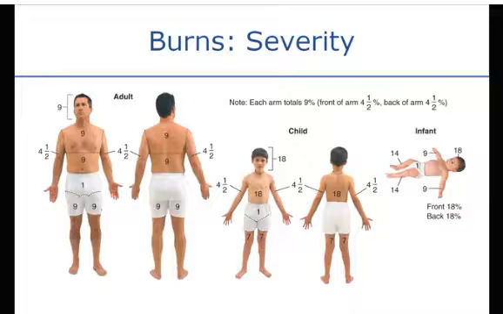Now, when we get into children and we get into infants, the percentages are quite different. Children have much larger heads than adults, so where ours would be 9%, theirs is 18%.